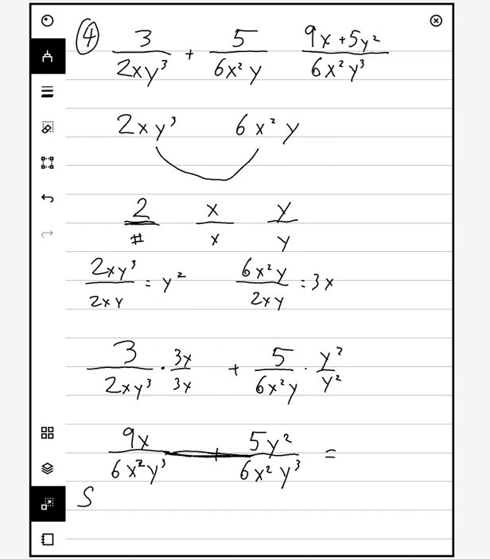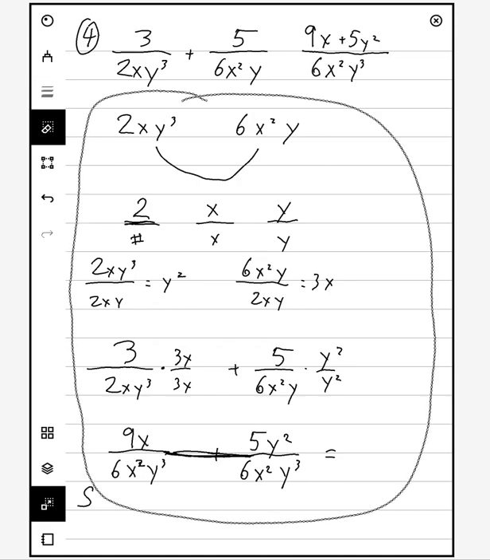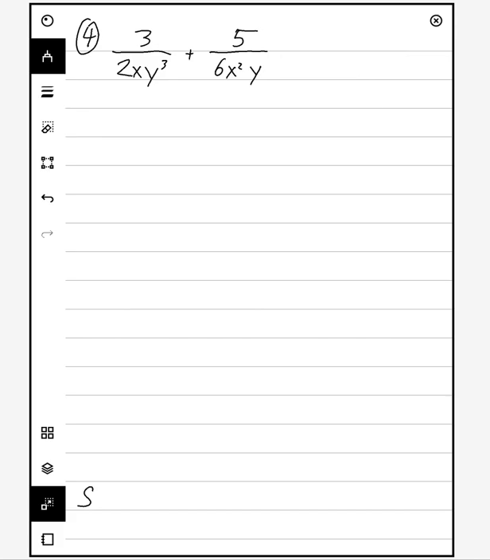This may be kind of complicated, so let's try this again. Okay, 2xy cubed and 6x squared y. We need to find some value that is as close to these, but makes them the same.